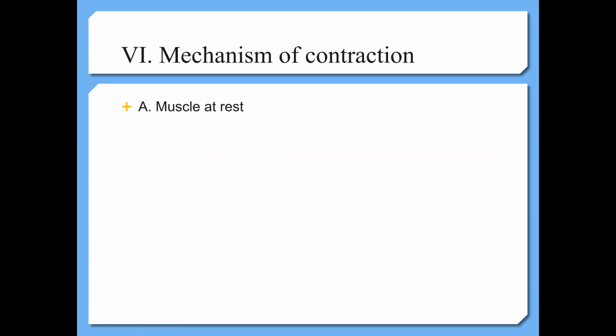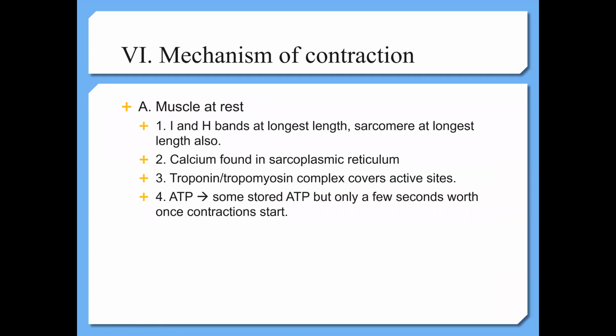Okay. A muscle at rest. I bands and H bands are at their longest length. The sarcomere is at its long length. Calcium is in the sarcoplasmic reticulum. The troponin-tropomyosin complex covers the active sites. There's some stored ATP, but only a few seconds' worth once the contraction starts. Okay.